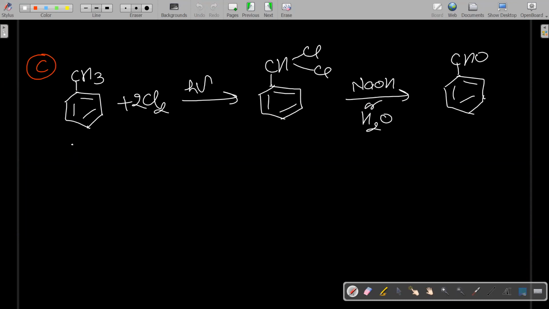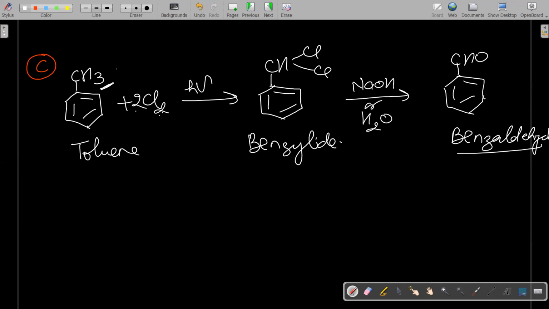From toluene, we can get benzaldehyde by a very simple reaction also, that is chlorination in the presence of sunlight. So you know, there's a free radical substitution reaction. One hydrogen is substituted by Cl; if we take 1 mole, then we get CH2Cl. If we take 2 moles, then again one hydrogen is replaced and we get CHCl2, that is benzylidene dichloride, right? And this benzylidene dichloride is further hydrolyzed to form CHO, that is benzaldehyde.